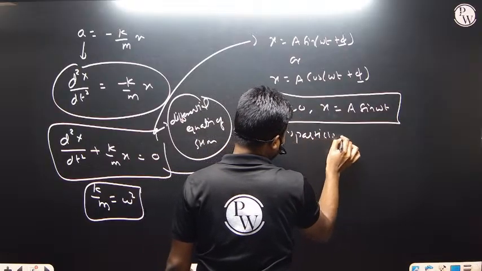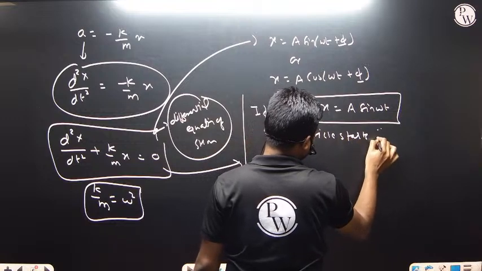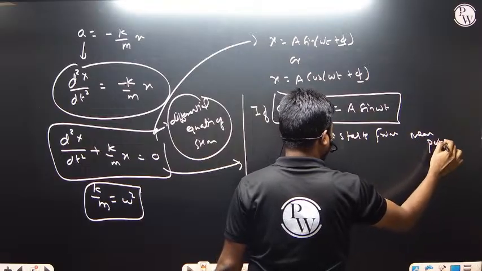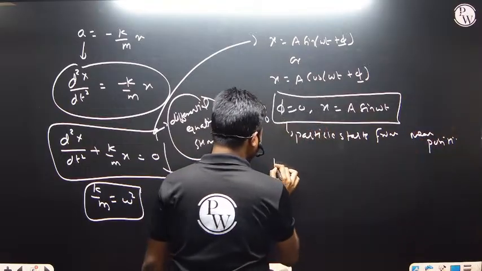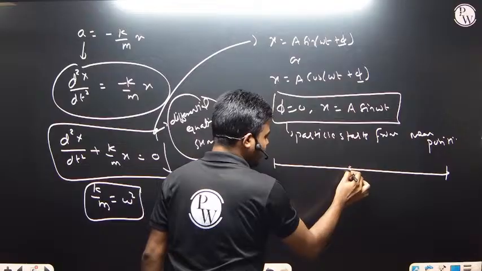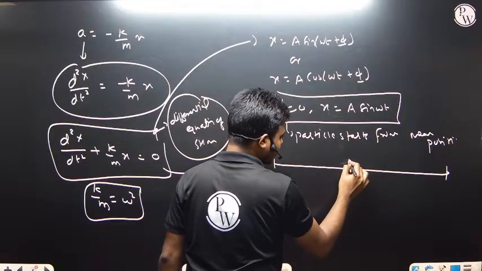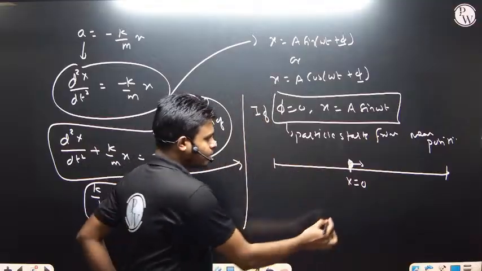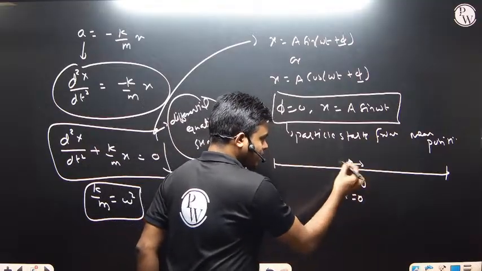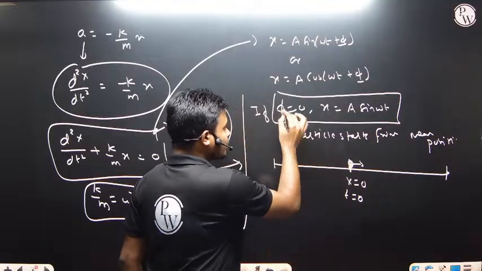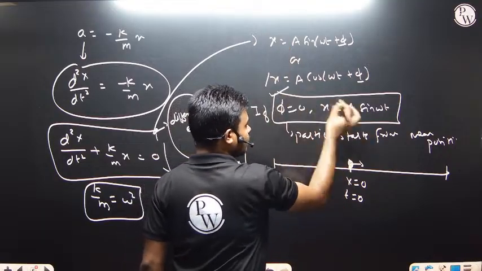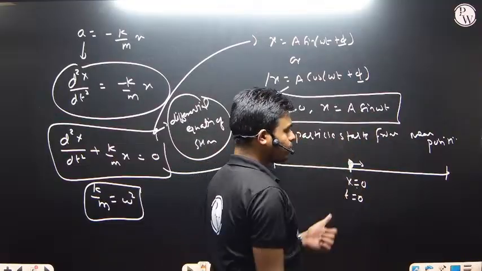The particle starts from mean position. Okay, the particle starts from mean position over here. So how does the particle start from mean position? The particle is situated at x equals 0. We are giving the particle a push in that direction, at t equals 0 the particle started from this particular position. So whatever equation we are getting will be x equals a sine omega t. So that is when the particle starts from mean position.